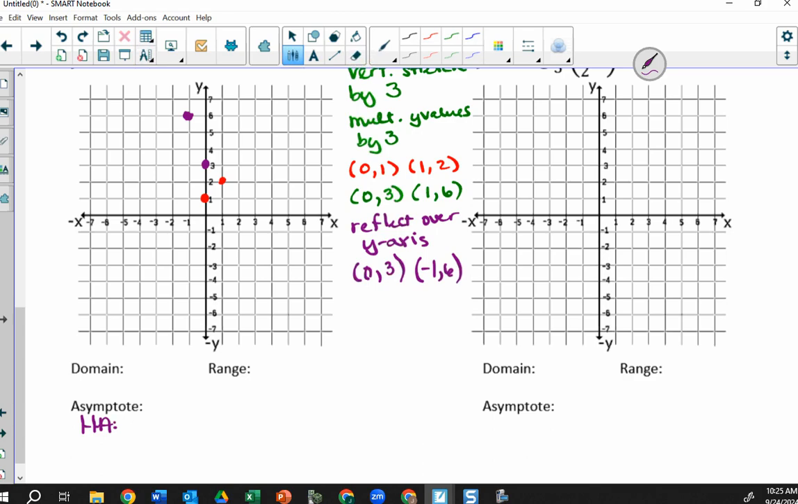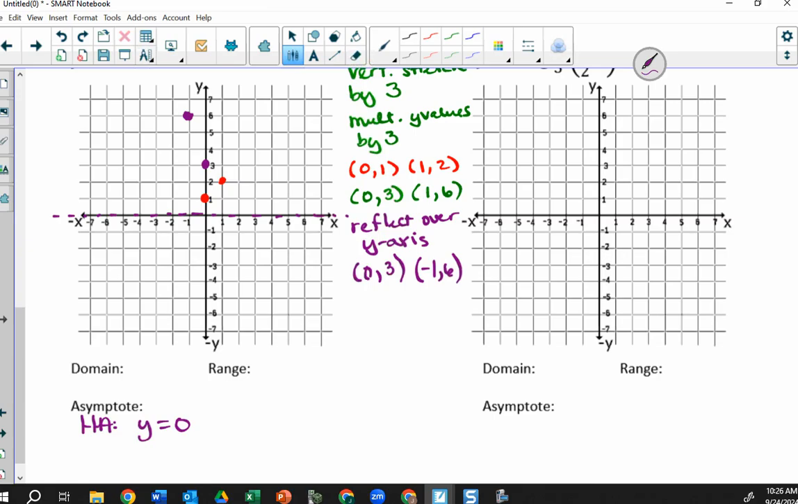Okay, let's get our asymptote in there so we can draw this a little better. It was at y equals 0. Did any of these transformations actually change where the horizontal asymptote is? No, the only thing that changes it is a vertical shift. We didn't have one of those. Okay, we had a stretch, but we didn't have a shift. So your horizontal asymptote is still at y equals 0. Draw that in.